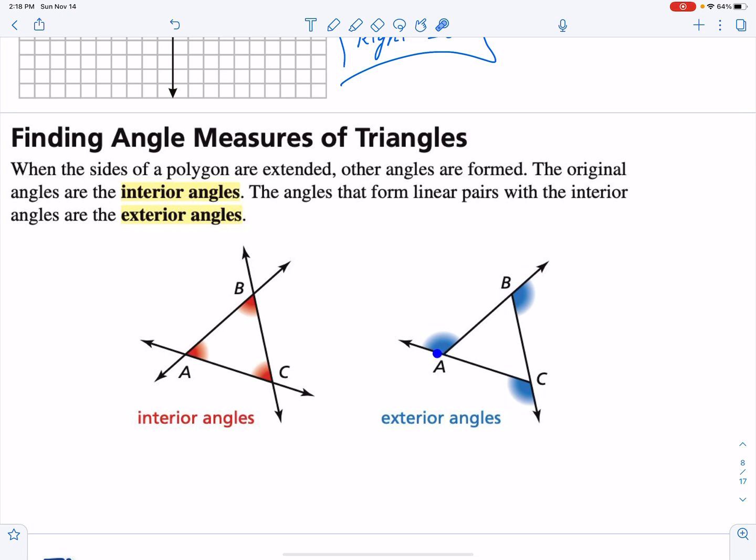So if you extend, and it doesn't really matter which way, but if I were to extend either one of these line segments into a full line, the continuation of it would be our exterior angle. So our exterior angle should have a linear pair with our interior angle. In other words, they should add up to 180 degrees.